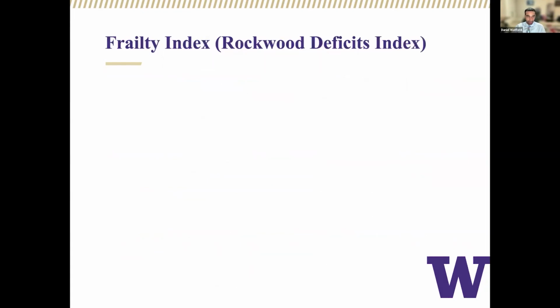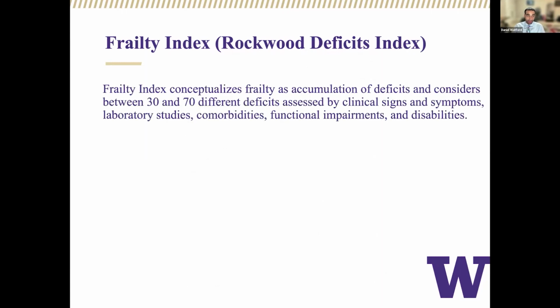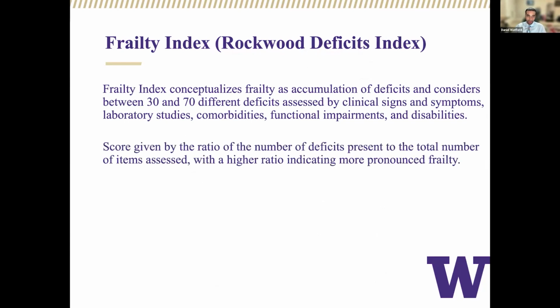All right, I'm going to try to briefly move through just a few other examples of frailty metrics in the literature, and they're used at some transplant programs. Another one is known as the Frailty Index, also called the Rockwood Deficits Index. This frailty index conceptualizes frailty as an accumulation of deficits and considers between 30 and 70 different deficits assessed by both clinical signs and symptoms, some laboratory testing, presence of comorbidities, functional impairments, and disabilities. A score is given by the ratio of the number of deficits present to the total number of items assessed, with the higher ratio indicating more pronounced frailty.